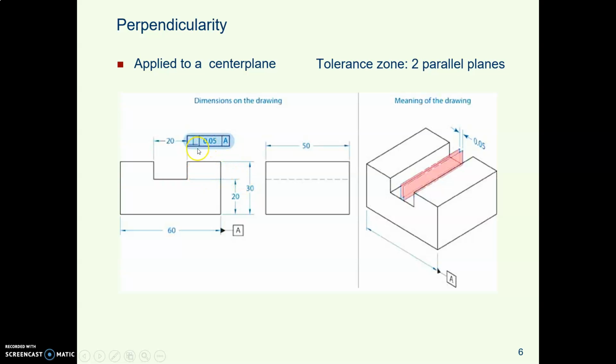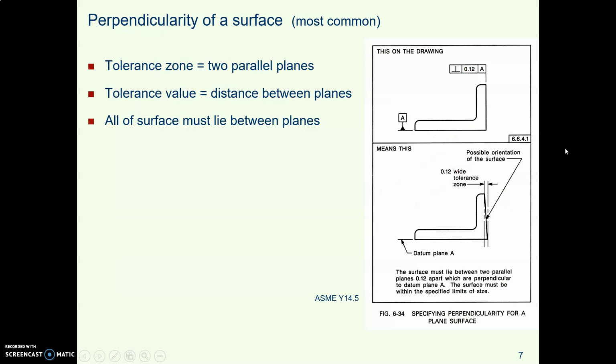And I would just point out that this control, notice, is opposite a dimension line. So that means this is controlling the feature of size, not some surface. So that's how we know we're talking about the center plane of the feature of size.